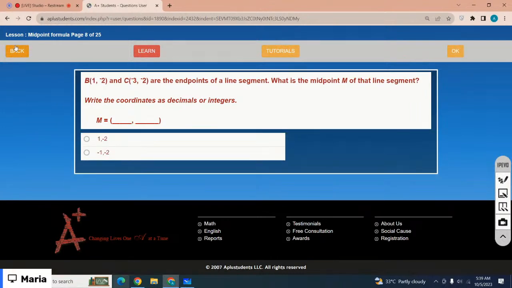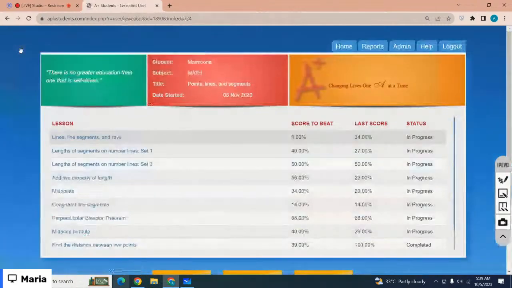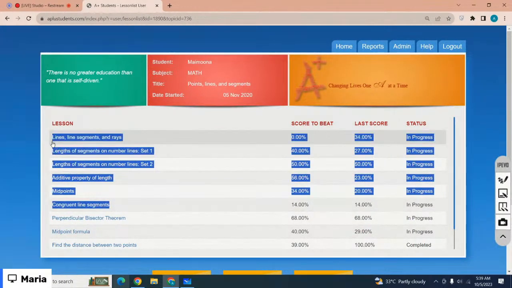So we were working on grade 10 math. The chapter we're working on is points, lines, and segments. The lessons we have covered today are line segments and rays, length of segments on a number line, additive property of length, midpoints, congruent line segments, and the midpoint formula.